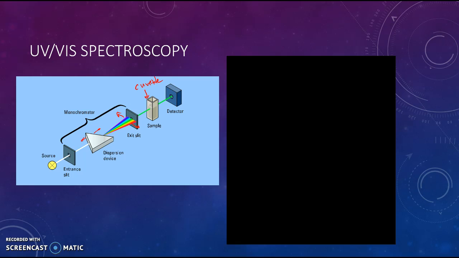and at its basis, what it does is you run different colors or different wavelengths of light through a sample, and you see how much of that light gets absorbed in the sample. So this shows a very basic schematic of it.